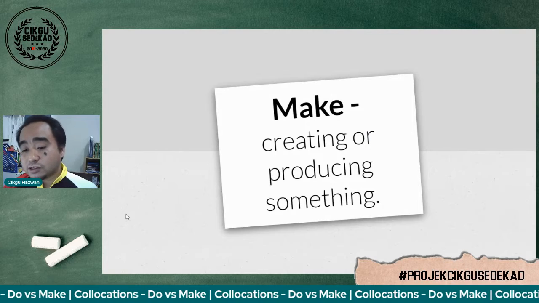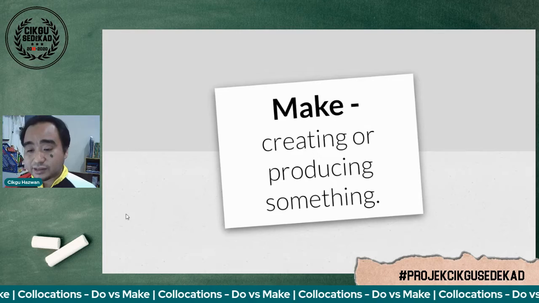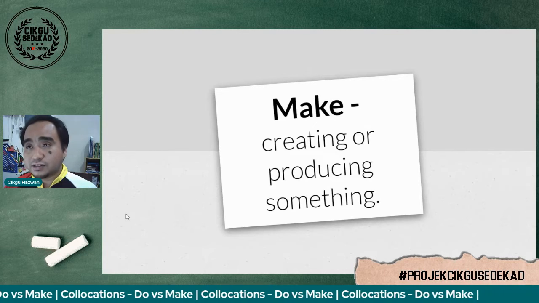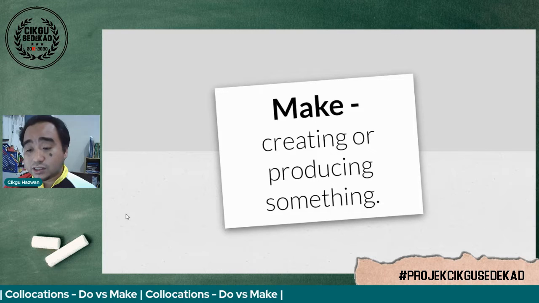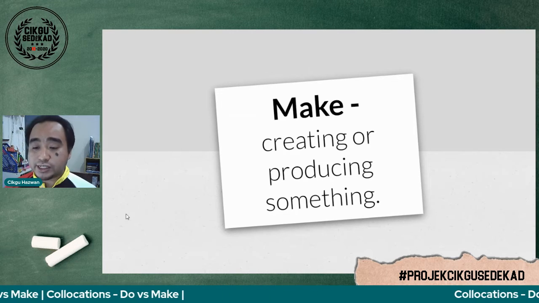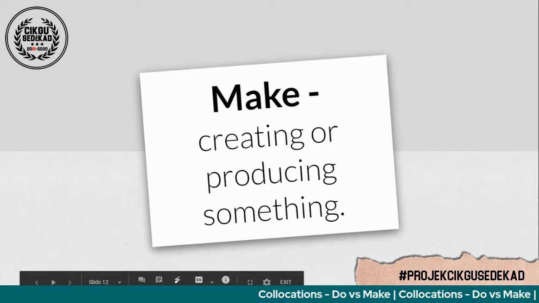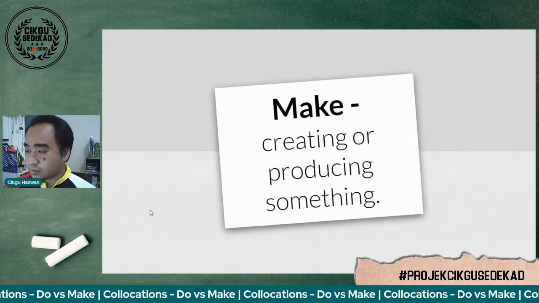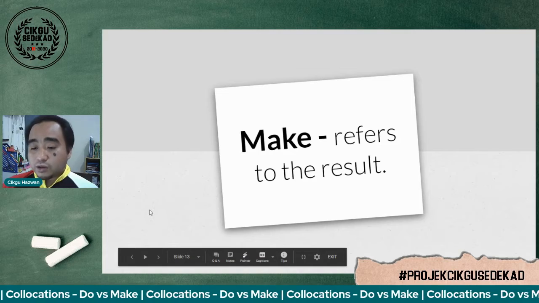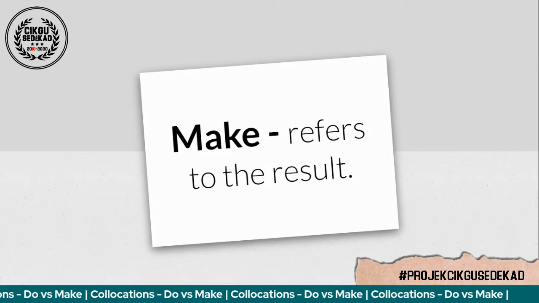Okay, just now we have covered do. So do involves actions, performing actions. What about make? Make usually focuses on creating or producing something. So make focuses on producing and creating something. And make also refers to the end result.